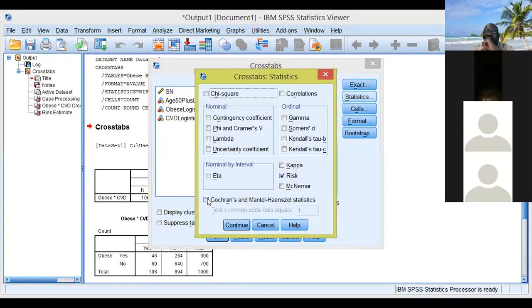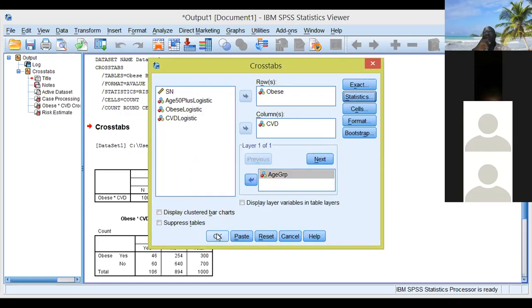Do I remove risk or do I leave it? No, leave it. Click on Mantel-Haenszel. Just continue, don't worry. Okay, so I click OK. Yes, click OK now.